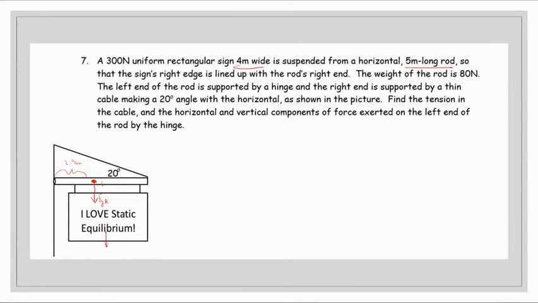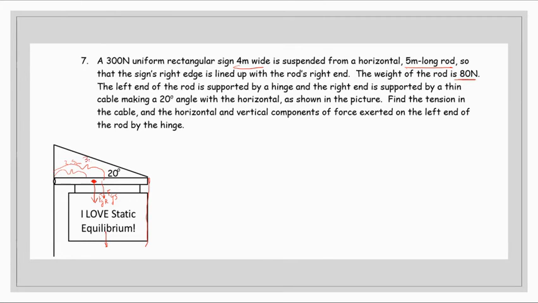The weight of the sign is going to go here, and we're going to extend it up here. This is the force of gravity of the sign. It says the weight of the rod is 80 newtons. The left end of the rod is supported by a hinge, and the right end is supported by a thin cable making a 20-degree angle with the horizontal, as shown in the picture. Find the tension in the cable and the horizontal and vertical components of the force exerted on the left end of the rod.